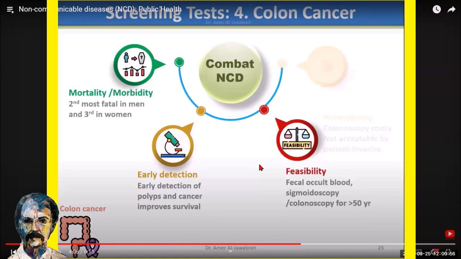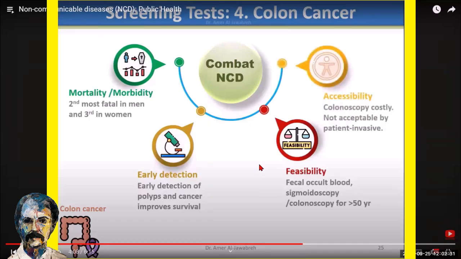Then you have to do a colonoscopy, because not all blood comes from cancer. It can be something else, like hemorrhoids. Accessibility: colonoscopy is costly and invasive. It's available in all hospitals, but it's costly, and patients don't like it because it's invasive. But if you have occult blood positive 2 or 3 times, then you have to go there. You have no alternative. If you don't want to, then you are committing suicide.